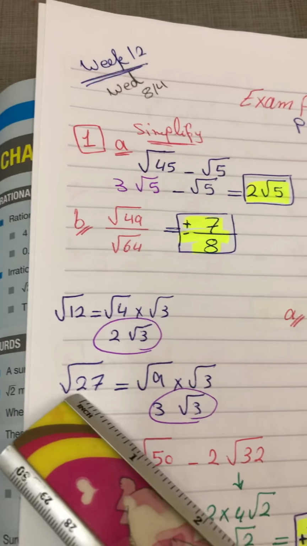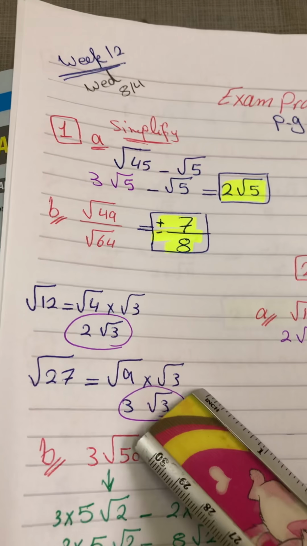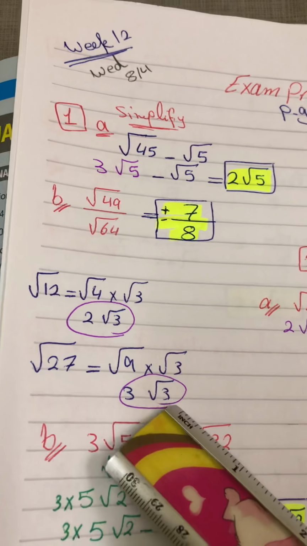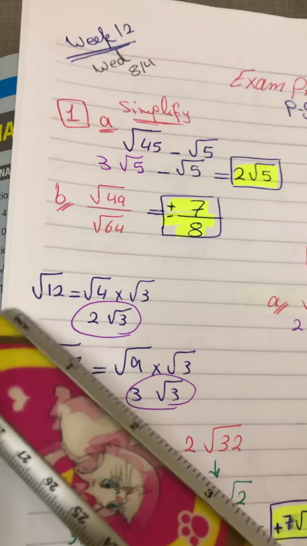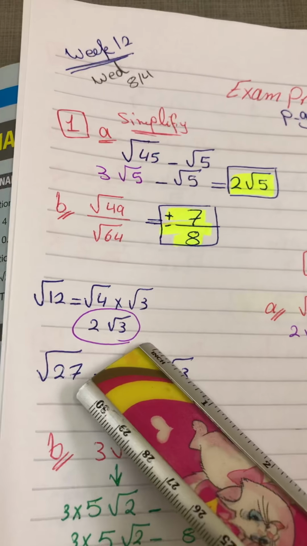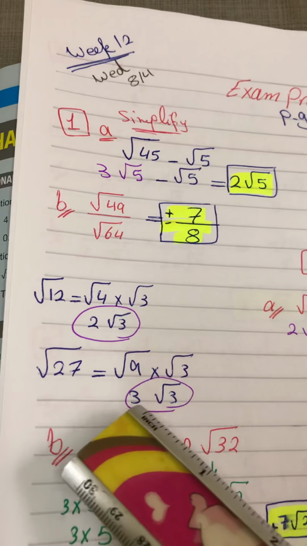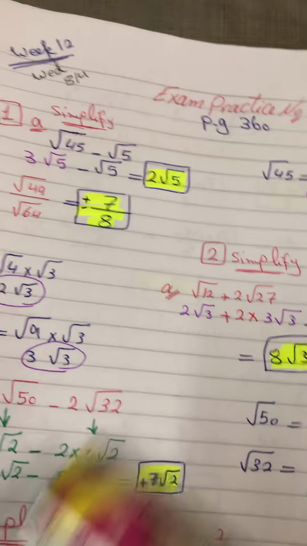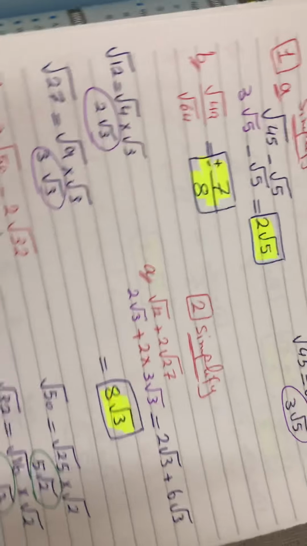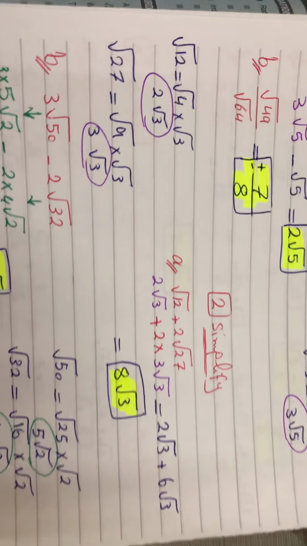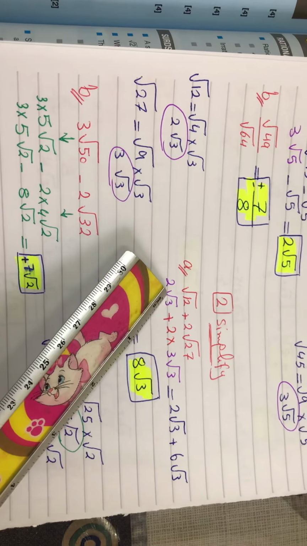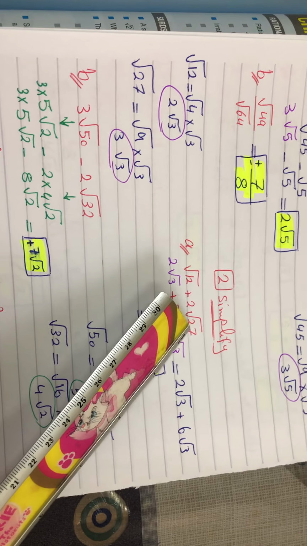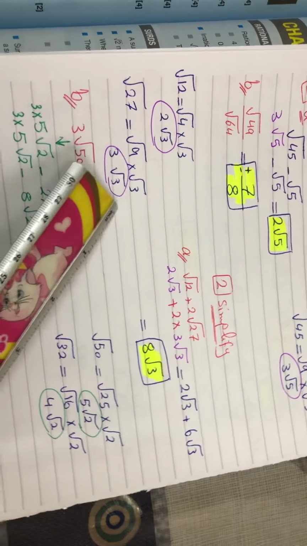So I'll take this 27 and change it into 9 times 3. Square root of 9 equals 3, and the square root of 3, keep it as it is. By this way, I change square root of 12 into 2 square root of 3, and square root of 27 into 3 square root of 3. Substitute these values here. Instead of square root of 12, I will put 2 square root of 3. Instead of square root of 27, I will put 3 square root of 3.